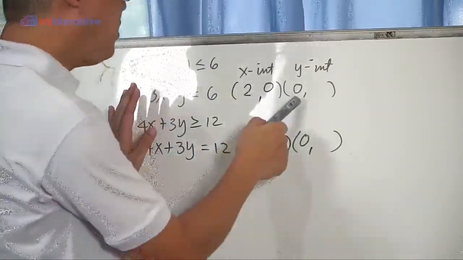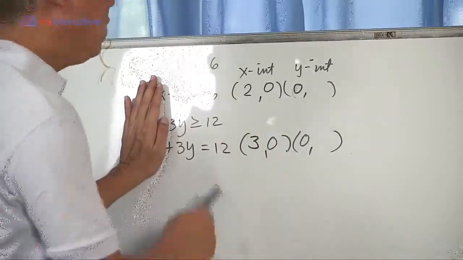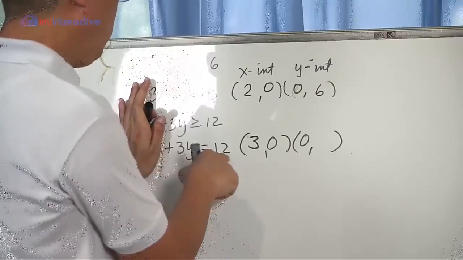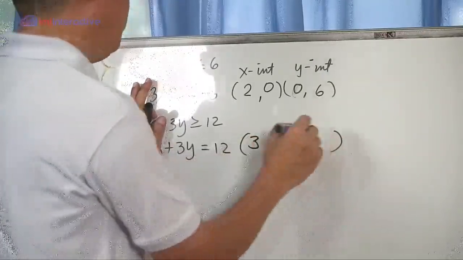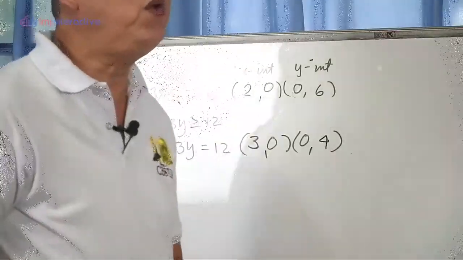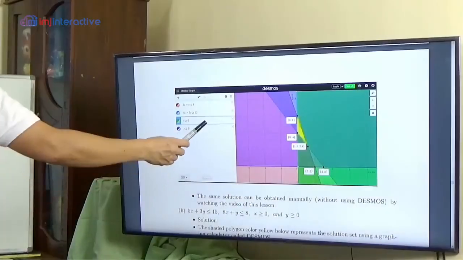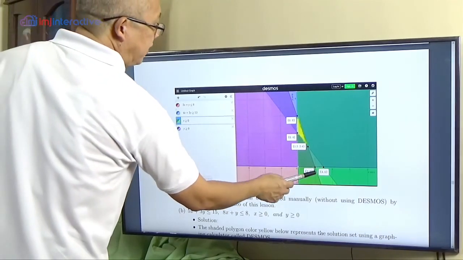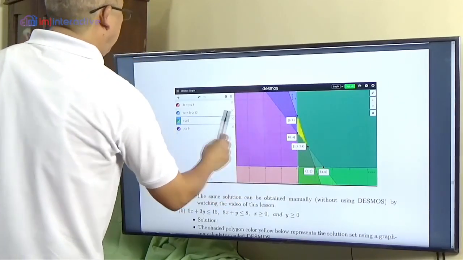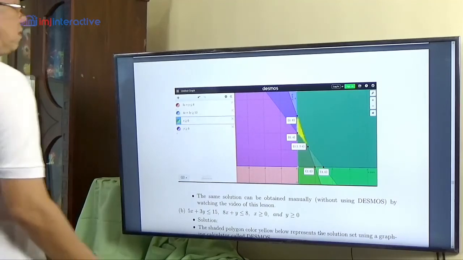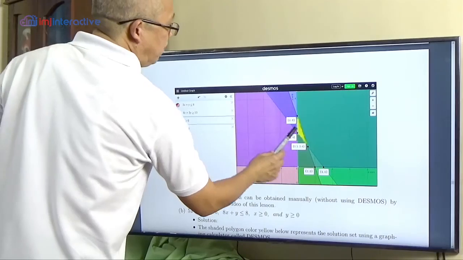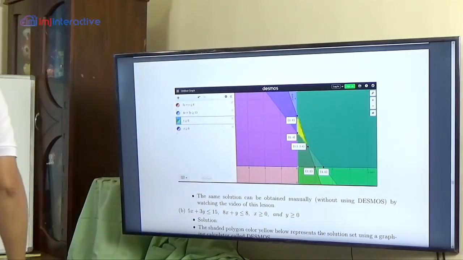What about the y-intercept? So, x is 0. You cover this part. Y equals 6. 3y equals 12. 3 times blank equals 12. 4. So, if you look at your graphs here, you have (2, 0) and (0, 6). This is the line representing 3x plus y equals 6. Then (3, 0) and (0, 4), you have this line. And that is the line representing 4x plus 3y equals 12.